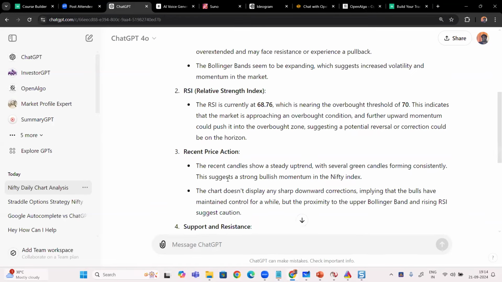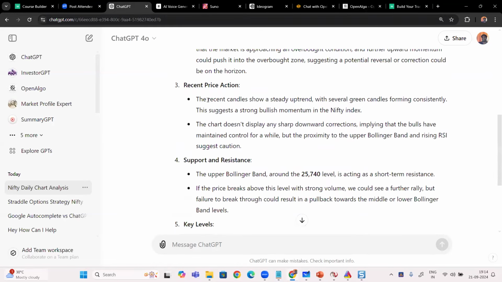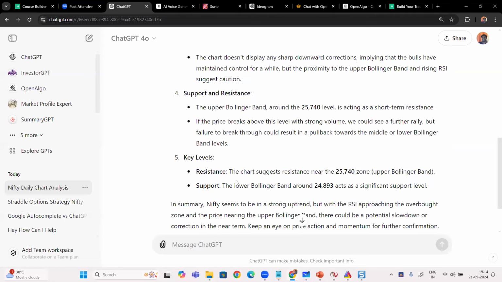So here is the RSI and what is the recent price action, or what are the support and resistance and key levels. You'll be able to come up with how a basic one-year trader or investor in the markets, what kind of knowledge they have. That similar knowledge, ChatGPT also has.